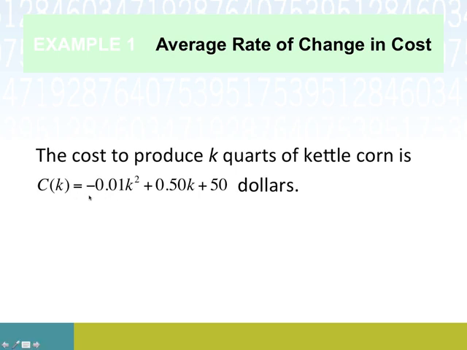And then this quadratic term you could maybe think of as an economy of scale somehow. The more corn we make, we get a little bit of relief in how much it costs for us to produce.